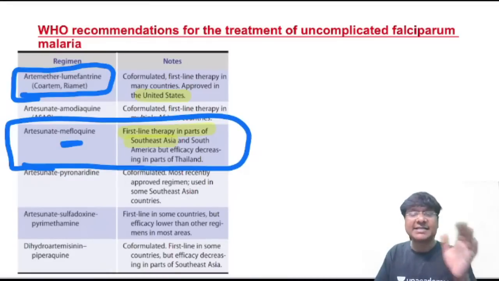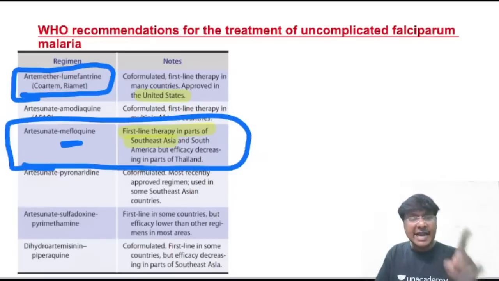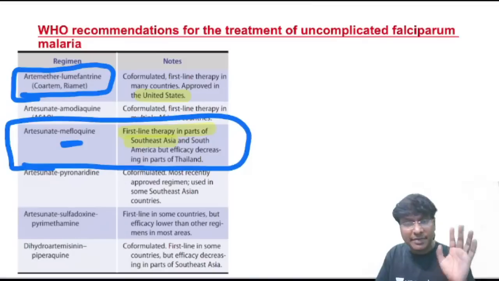But by doing this dipstick test, we can miss the diagnosis of falciparum malaria. And in non-falciparum malaria, the drug of choice will be chloroquine. But because of increasing resistance, the alternative therapy will be artemisinin-based combination therapies.